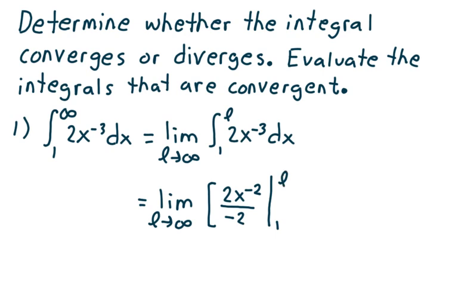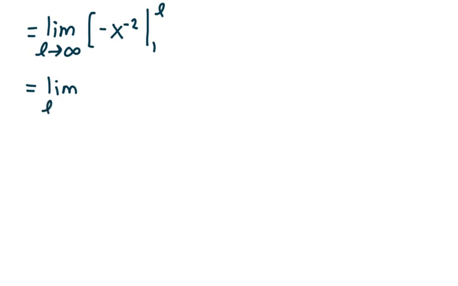Now, remember 2 over negative 2 is negative 1, right? So this is the limit as L goes to infinity of negative x to the negative 2 evaluated from 1 to L. But I can write this as the limit as L goes to infinity of negative 1 over x squared evaluated from 1 up to L. And remember, we haven't evaluated a limit yet. That's why that limit as L goes to infinity piece is still there.